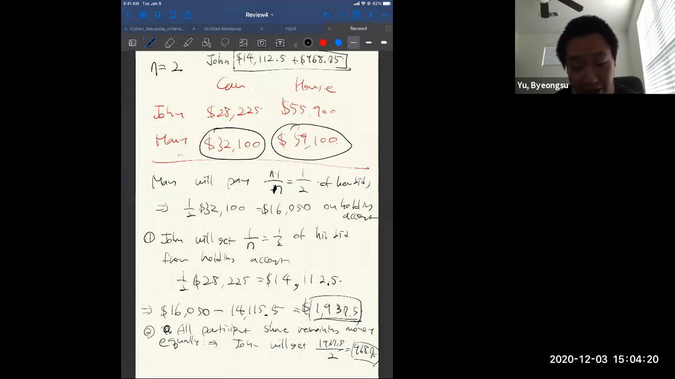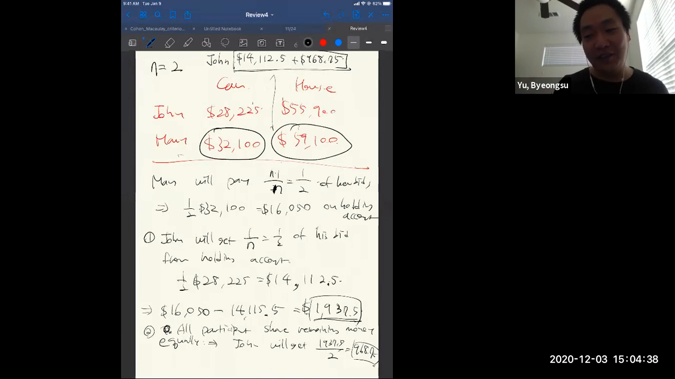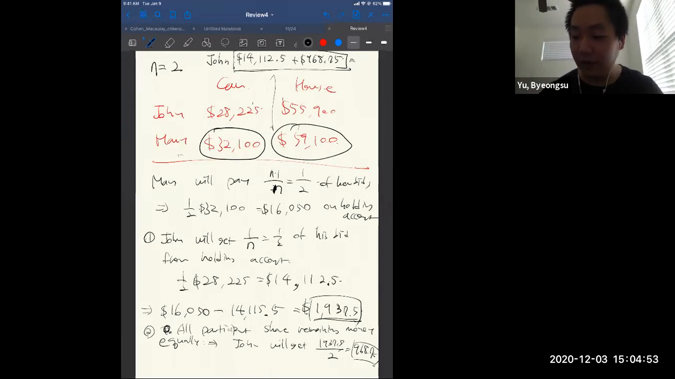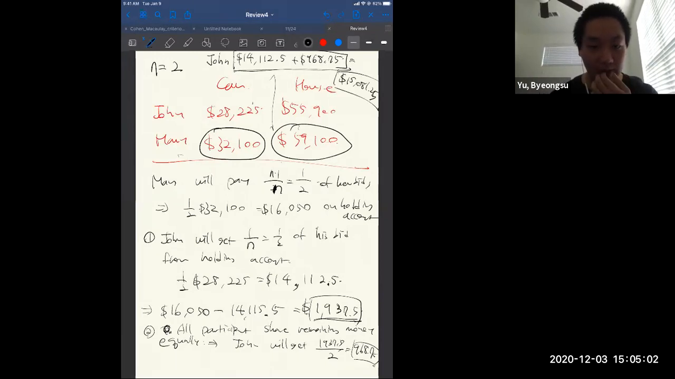So that's what John will get, but what Mary will get is the car, and she needs to pay what John will get, right? So you don't need to find Mary's case in the 2-person case. That's why I chose the 2-person case in the example. So in this case, you don't need additional calculation. If you add those numbers, it should be 15081.25. Okay.